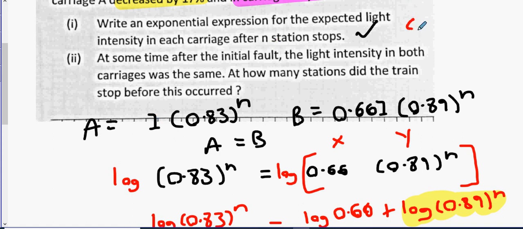In between faults, in between 5 and 6, somewhere halfway, somewhere right before 6, the lights became the same intensity. And shortly after that, it pulled up at stop 6. Does that make sense? So I suppose the answer would be, at how many stations did the train stop before this? Stop 6. Fairly poorly worded question.